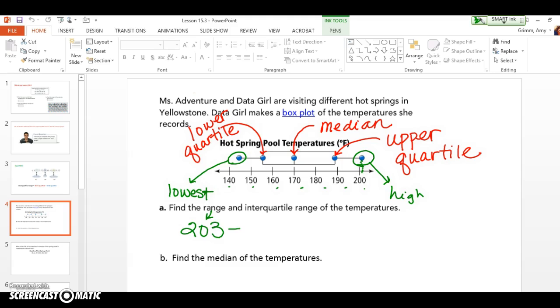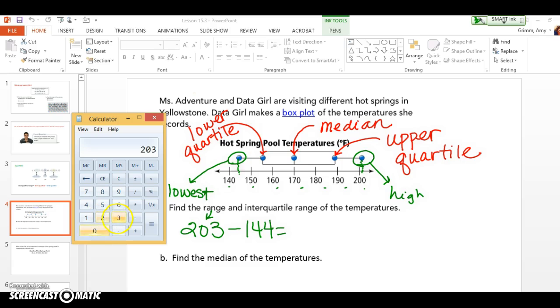And then I have to subtract what number? 144. I heard 144, I heard 145. All those would be fine, anything close. So this is going to tell me my range. 203 minus 144 is 59. So there's my range.